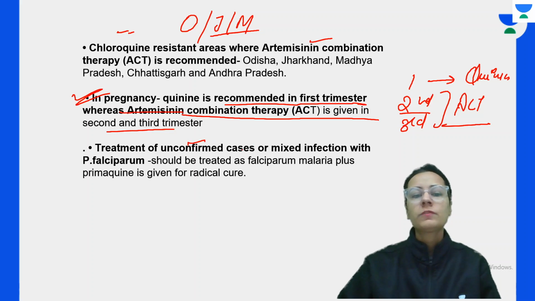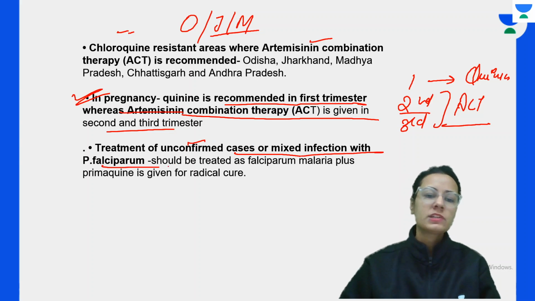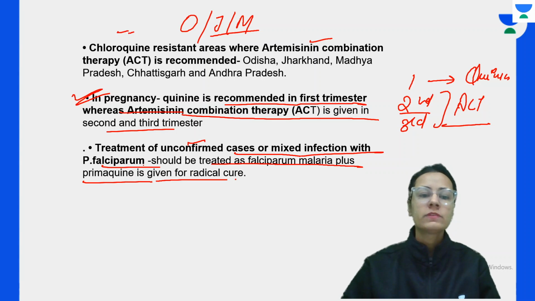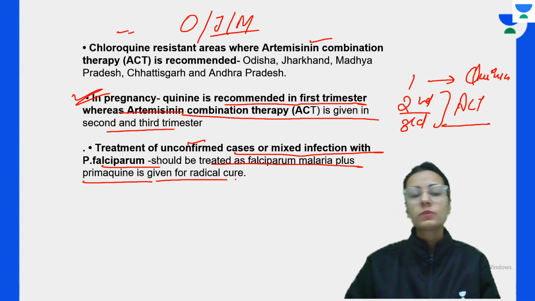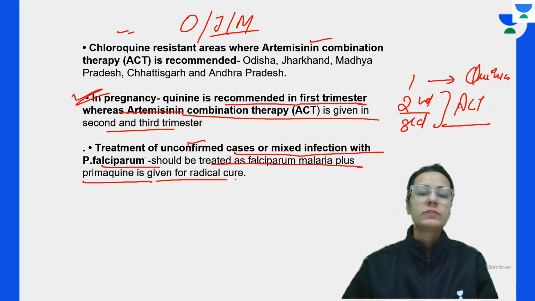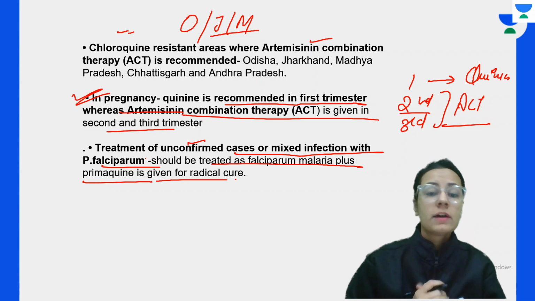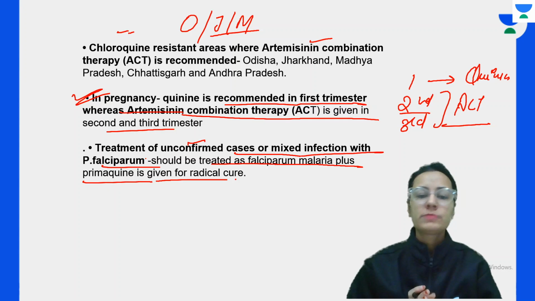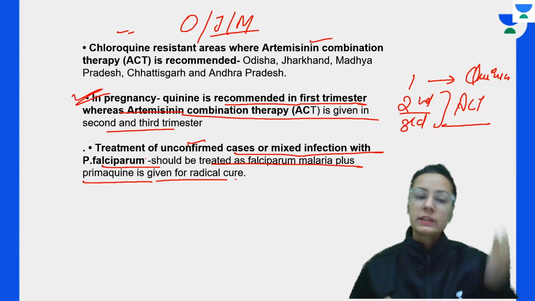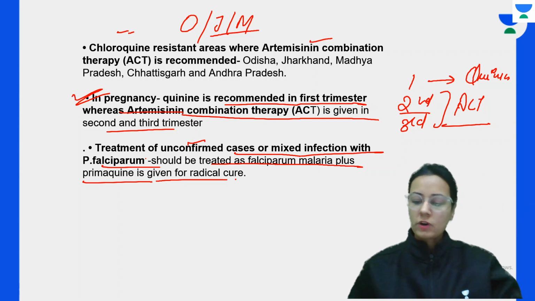Now, unconfirmed cases or mixed infection should be treated as falciparum, plus primaquine is given for the radical cure. Since we don't know which type of malaria it is, we treat it as aggressive malaria. We give treatment as for falciparum malaria, that is QDT, quinine plus doxycycline or tetracycline. Along with that, primaquine in case it is not falciparum, to prevent relapse, or the relapse stage of malaria.